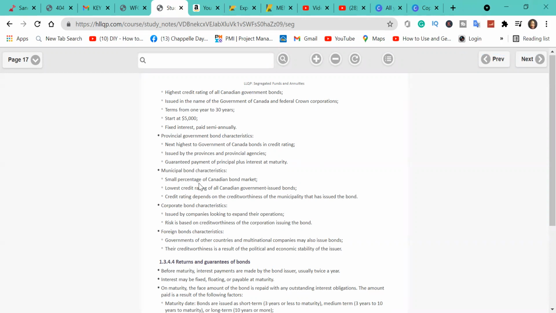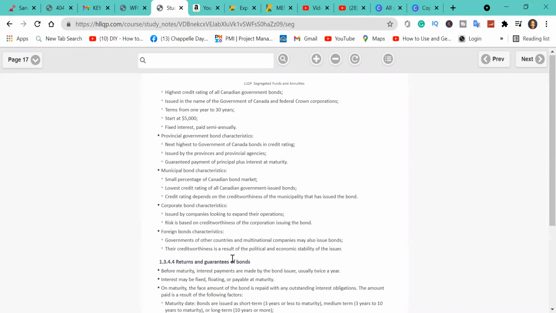So what's the difference between the federal government bonds and the provincial government bonds? Basically, the difference is that the federal government has more capacity, more power, more muscle than the provincial government, of course. And then the ratings, the confidence in the federal government is higher than the confidence in the provincial government, because the provincial government can run out of money too, right? So those are the differences in the characteristics. Just in case it comes out in the exam.